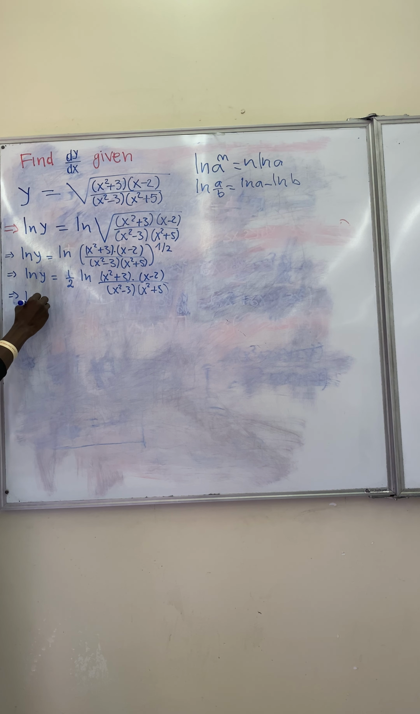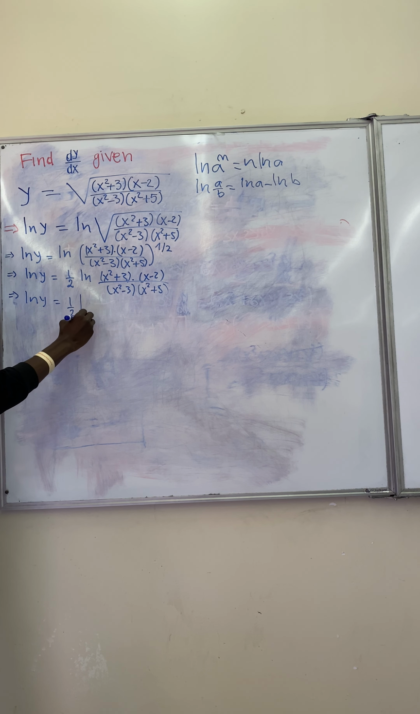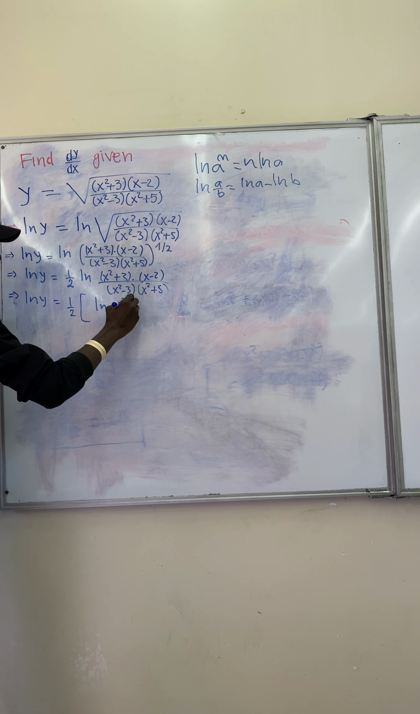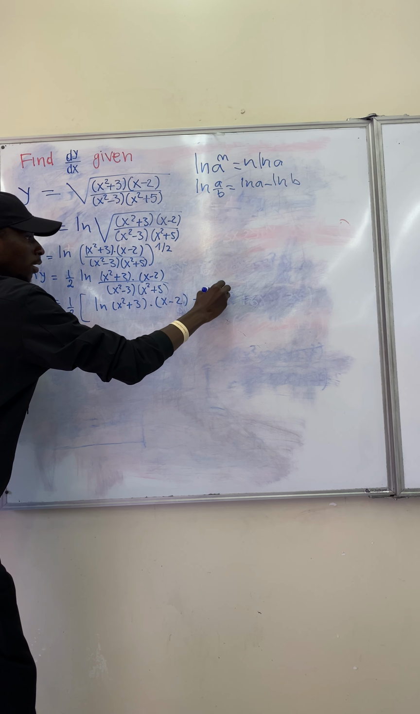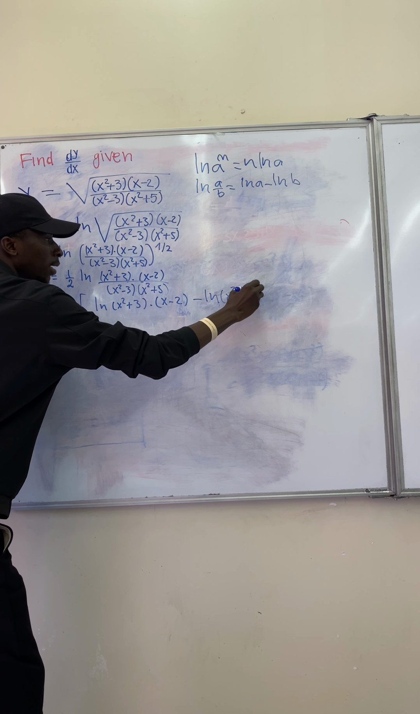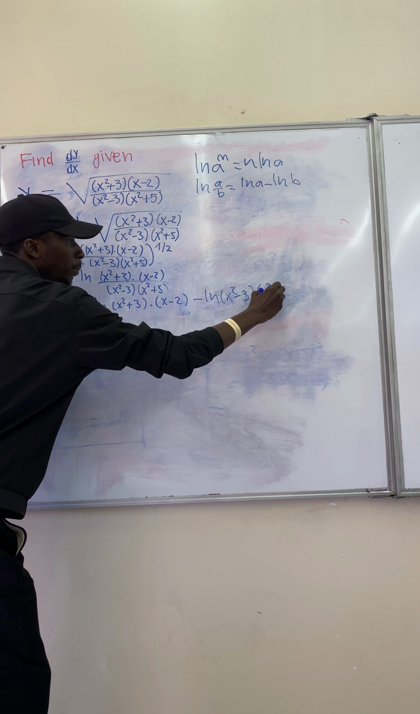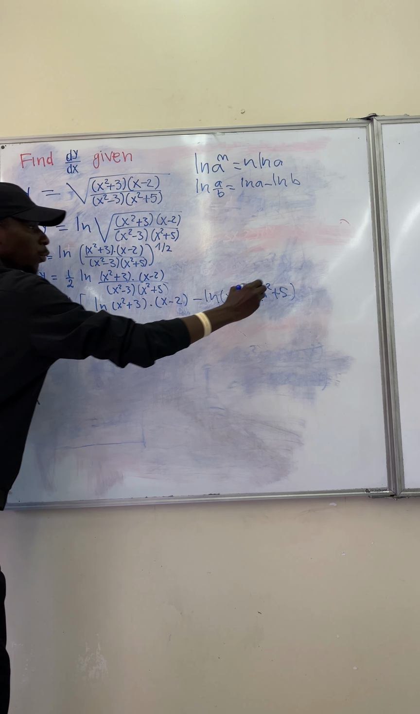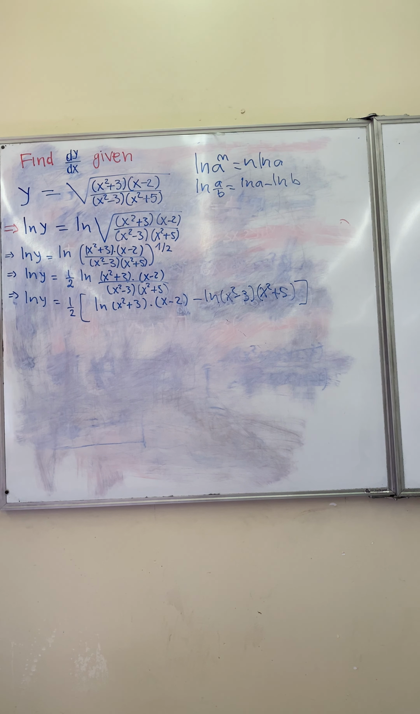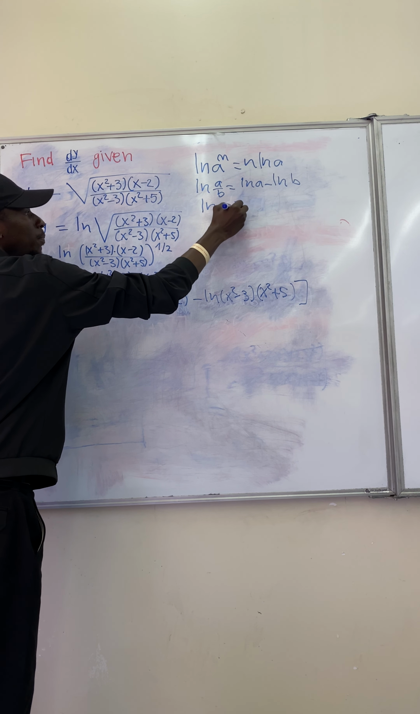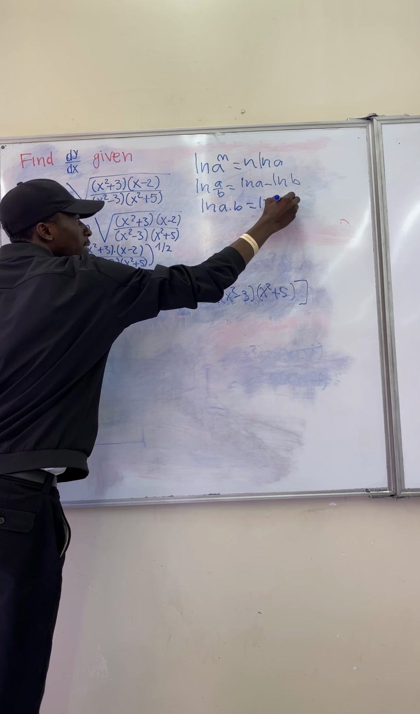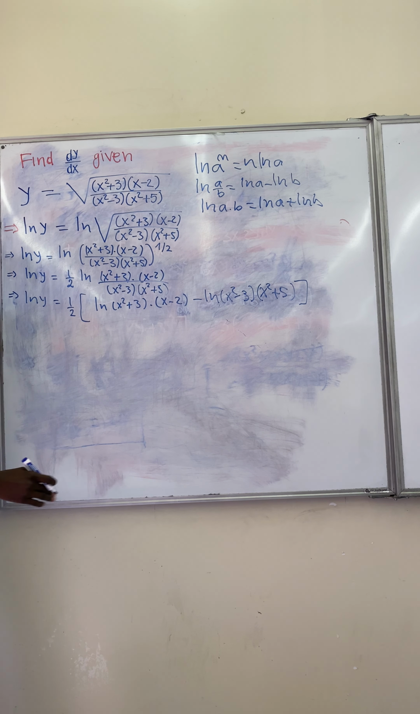So we're going to have ln of y equals 1 over 2, and then you can open this bracket if you want. So this is just going to be ln of (x squared plus 3)(x minus 2) minus ln of (x squared minus 3)(x squared plus 5), and then you can close that bracket. So now guys, after doing that, what are you going to do? Remember again, we can simplify it. We said when you have ln of a times b, this is just ln of a plus ln of b. So we can simplify that one.